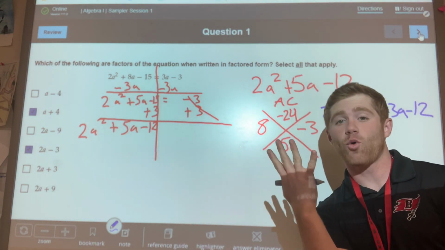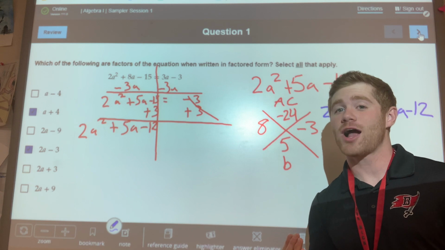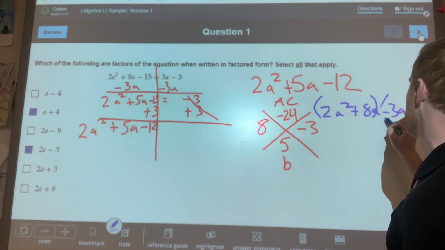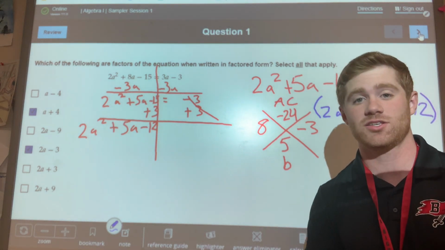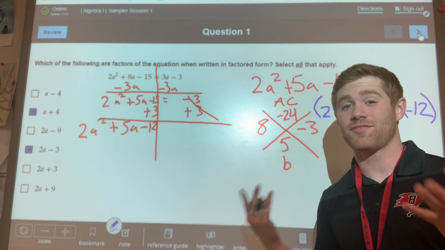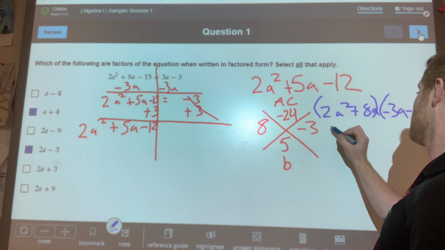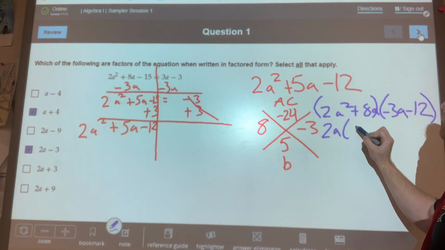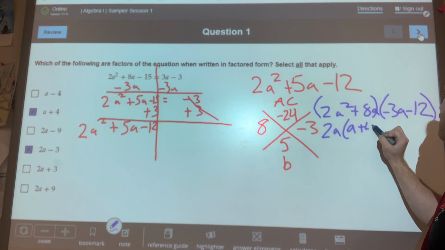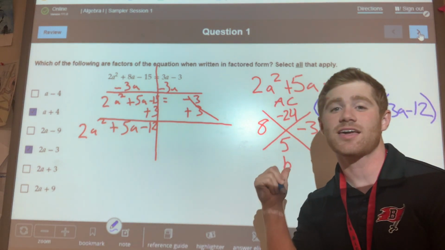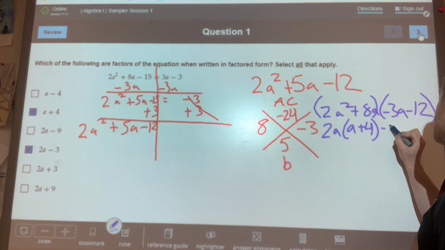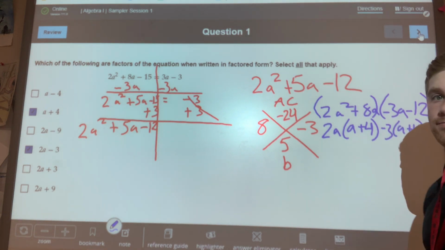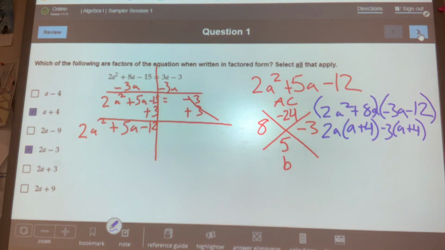So now I have 4 terms, and if you remember right, now I have to do grouping. So I put parentheses around the first 2, parentheses around the second 2, and I have to pull out the greatest common factor. So in the first one, the biggest thing I could pull out is a 2a, so I'm left with a plus 4. In the second one, the biggest thing I can pull out is a negative 3, so I'm left with a plus 4, just like that.